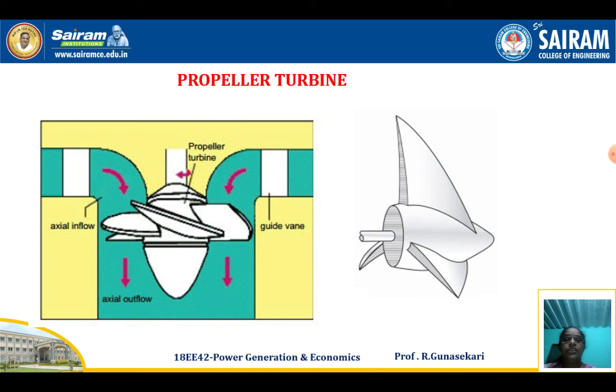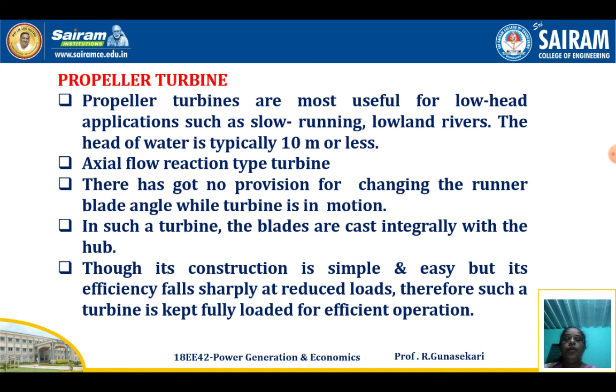You see the propeller turbine, the propeller. This is the axial flow, and this side only is the guide vane. It is a little bit similar to the Kaplan turbine. Propeller turbines are most useful for low head applications such as low lying rivers. The head of the water is typically 10 meter or less.